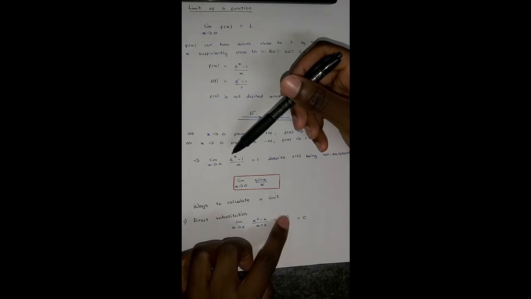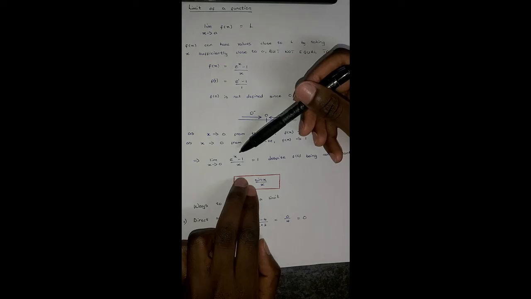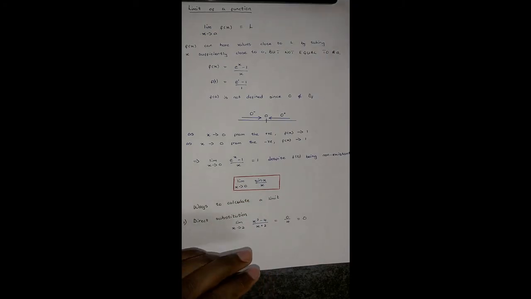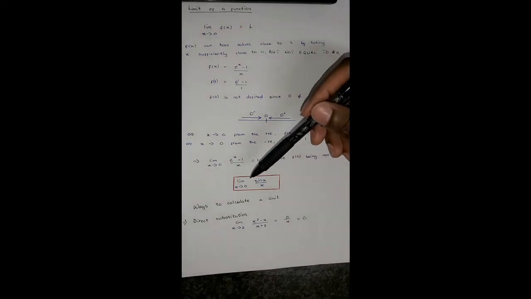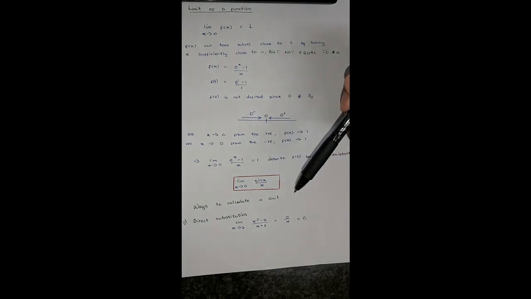Therefore, in conclusion, we can say that the limit as x goes to 0 of our function (e^x − 1)/x is equal to 1, even though f at 0 is non-existent. And there's an important limit that you're supposed to know: the limit as x goes to 0 of sin x over x is equal to 1. You should remember that one, because it's a basic fundamental limit.